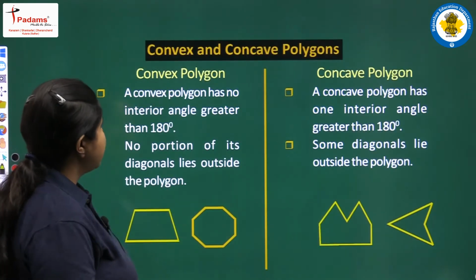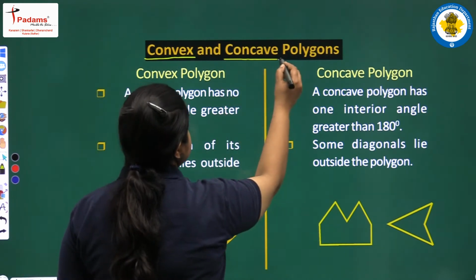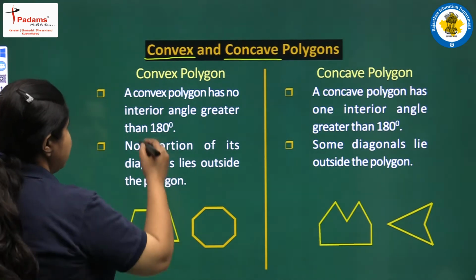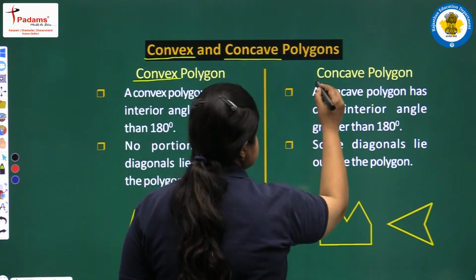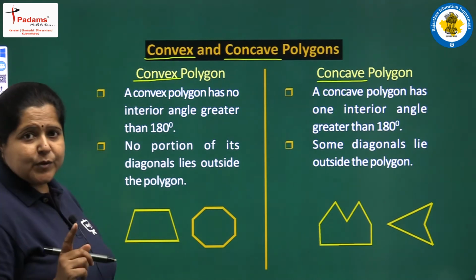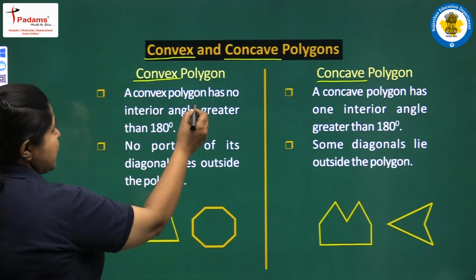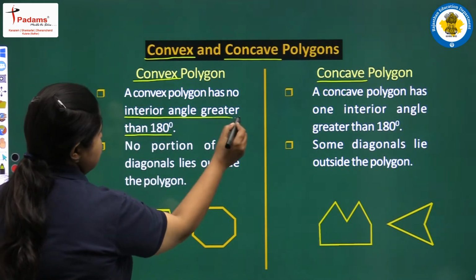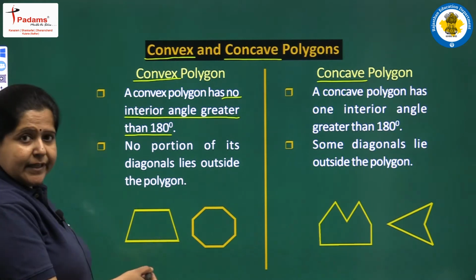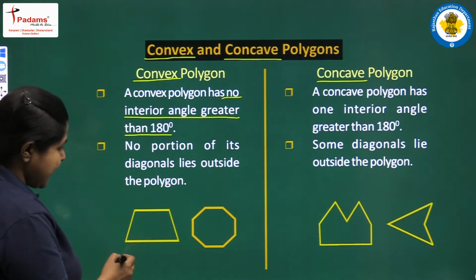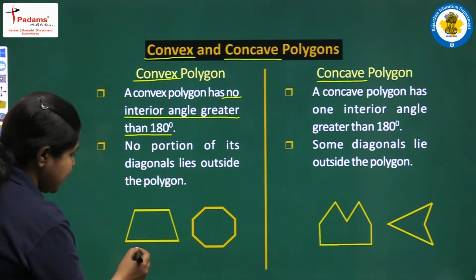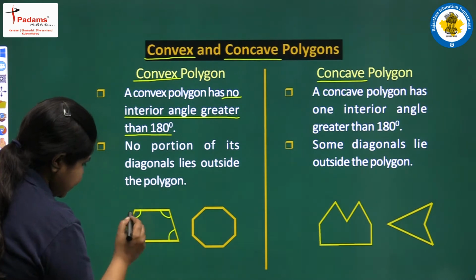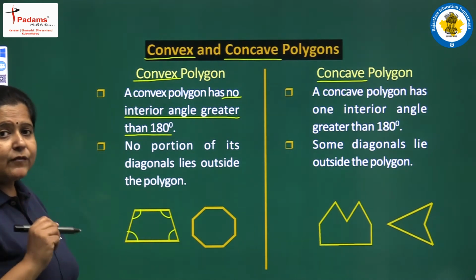Next we will be taking convex and concave polygons. Yes, there are two types of polygons, one is the convex and the other one is the concave. What is the difference between the two? A convex polygon has no interior angle greater than 180 degree. Here we are having a convex polygon. You can see there are 4 interior angles in this figure. First one, second one, third and fourth. No angle is greater than 180 degree.